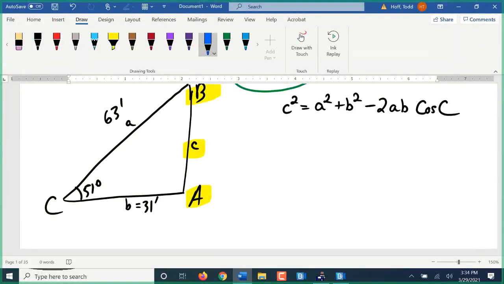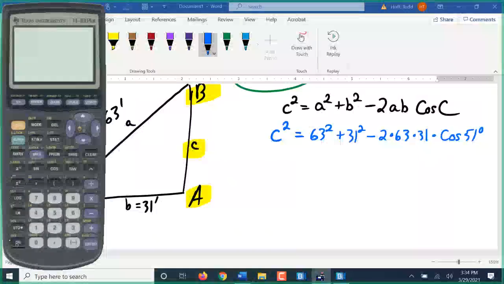Take a look. We're gonna find side C here, so C squared equals, what goes in next? 3 squared plus 31 squared, minus 2 times 63 times 31 times the cosine of 51 degrees.